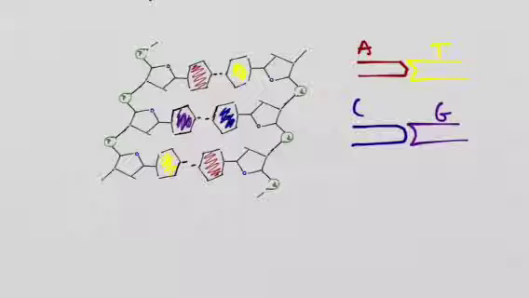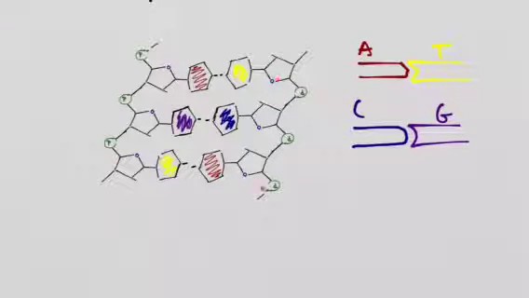Okay, one last thing that I want you to notice is that these strands are running parallel to one another, but they're also running in the opposite direction. So all the oxygens and the phosphates are pointing up over here, and they're all pointing down over here. We call this anti-parallel.